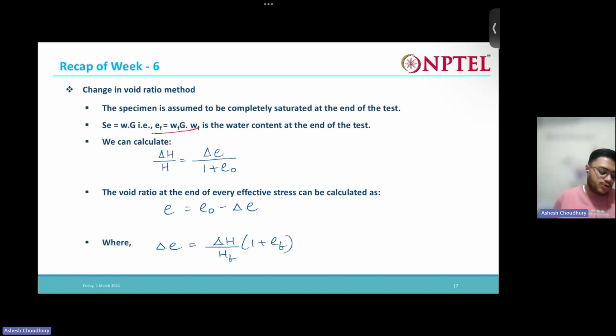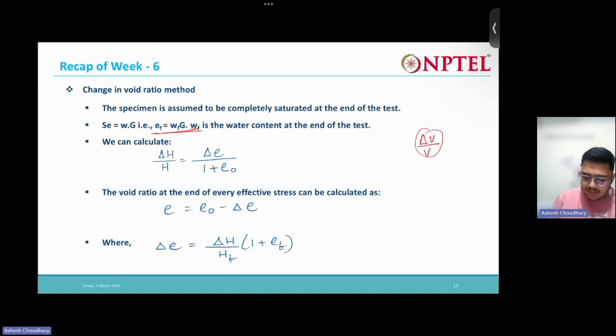After the test is over, you take some amount of soil from the sample, do the water content test, and find out the water content. That will be Wf, the water content at the end of the test. And G is the specific gravity of the soil solids. So now you know the final void ratio. Now what is del H by H? Del H by H you can write as delta e by 1 plus e, it is nothing but delta V by the total complete volume.